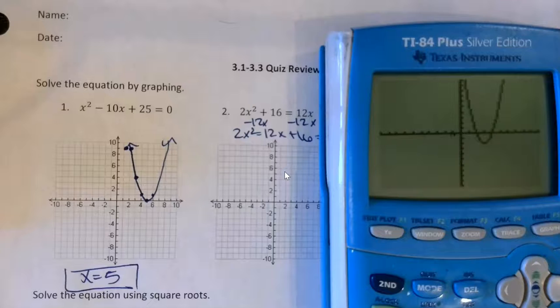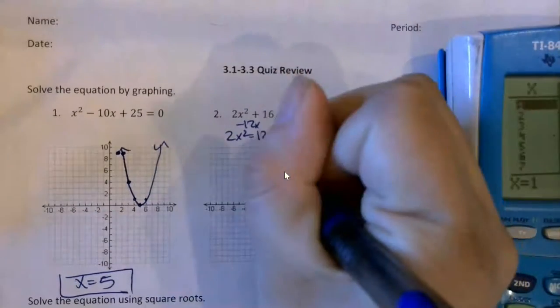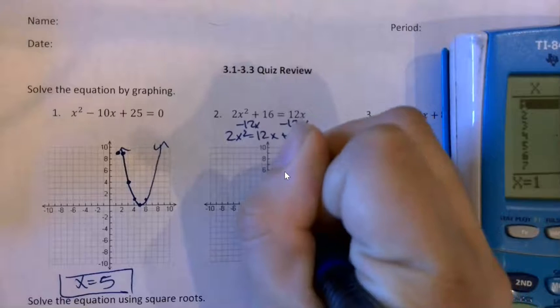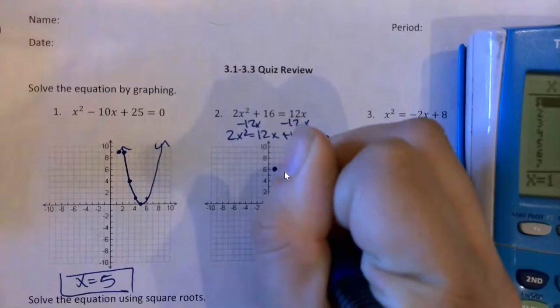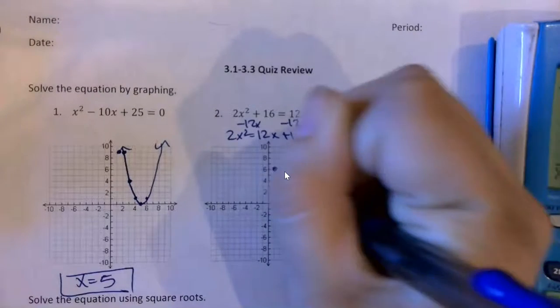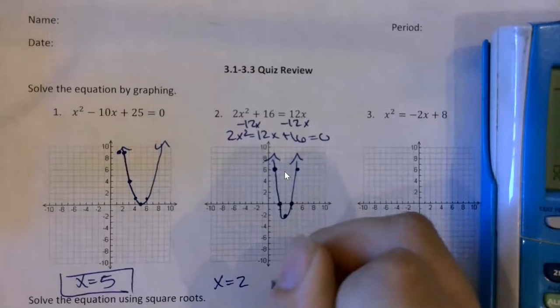Once it is finished graphing, I want to go ahead and press second graph to see the table of values. I'm going to graph from 1, 6 to 5, 6. So I have 1, 6. I have 2, 0. I have 3, negative 2. 4, 0. And 5, 6. Connect my points. And I'm looking for where it crosses the x-axis, which is at x equals 2 and x equals 4.